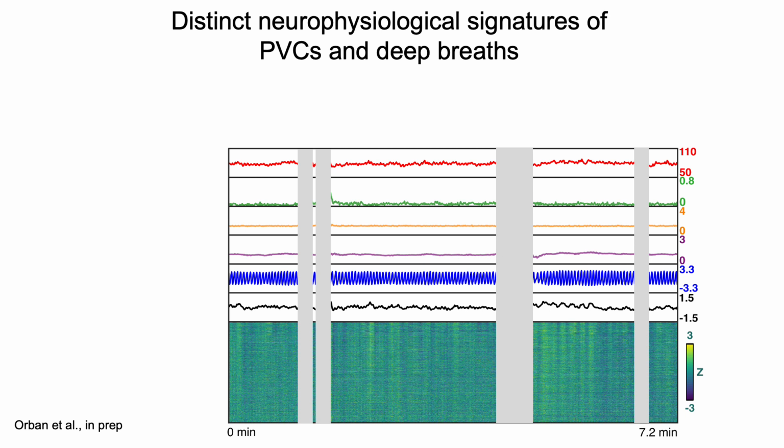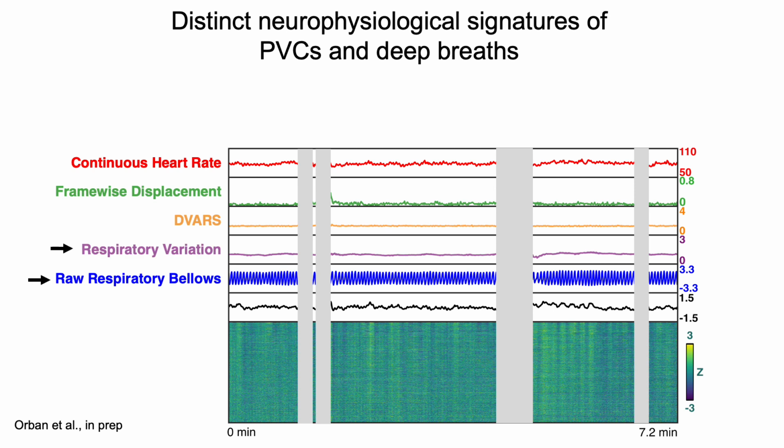Let's look at a segment of a single resting state fMRI run which was flagged as containing PVCs in the pulse oximetry data. On the top, we have continuous heart rate in red. We have 2 measures of head motion, frame-wise displacement and DVARS. We have the raw respiratory trace in blue and respiratory variation, which is derived from the respiratory trace. At the bottom, we have the global fMRI signal in black and a carpet plot where each row shows activity in a different location in gray matter.